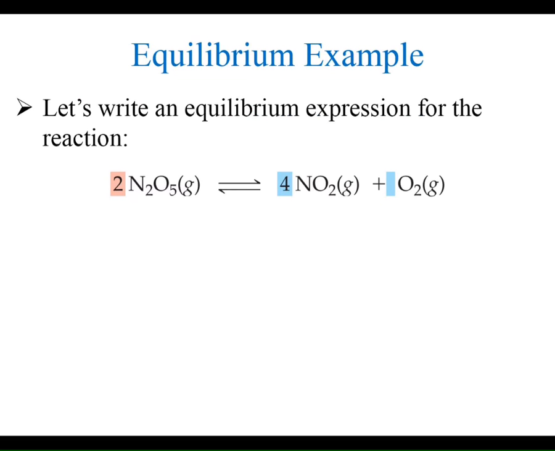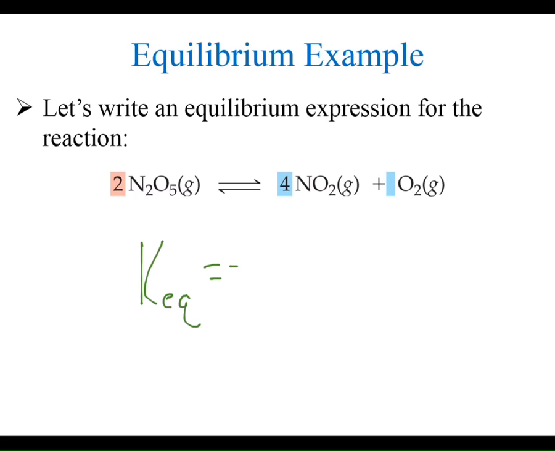Okay, so let's just try an example. How would you name this, by the way? Dinitrogen pentaoxide goes to 4 nitrogen dioxides and an oxygen. So if I wanted to write the equilibrium expression, again, you might call it KEQ, you might call it KC. You'll see it both ways depending on your textbook.